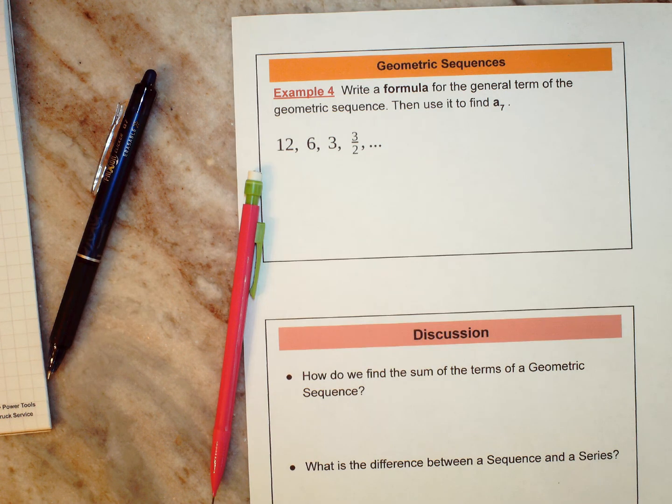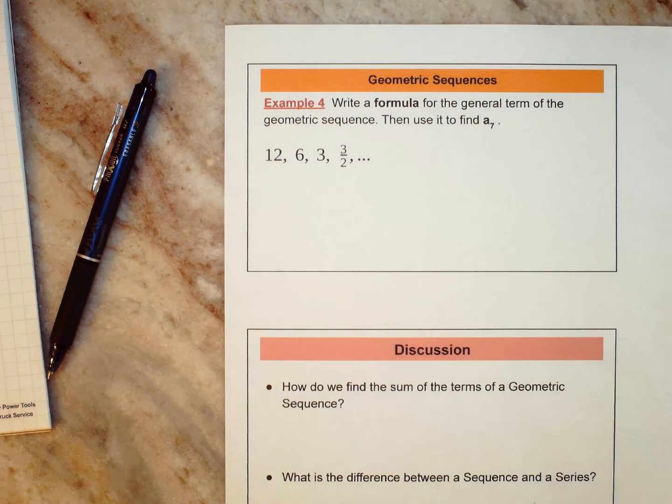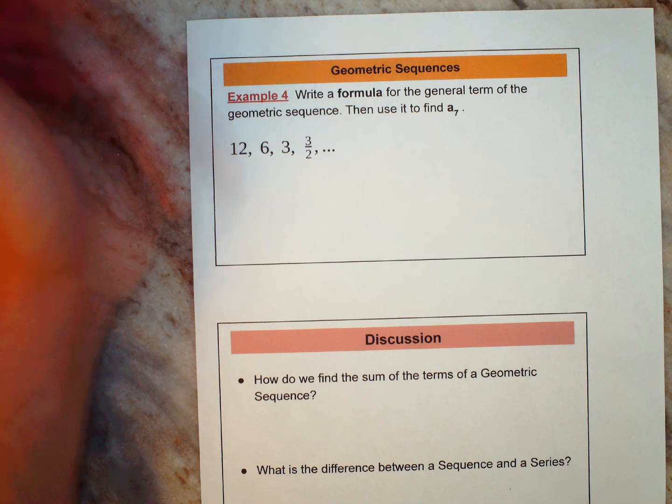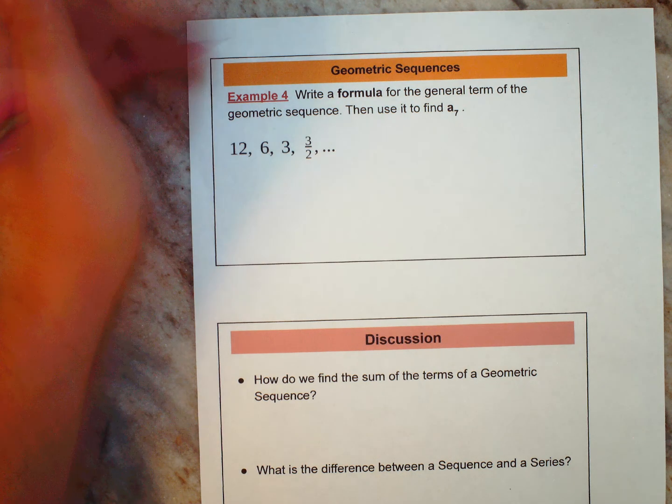All right, write the formula for the general term of the geometric sequence. Use that formula to find a sub 7. So they don't give us a formula. They don't give us anything but the sequence. So we got to do all the work ourselves.